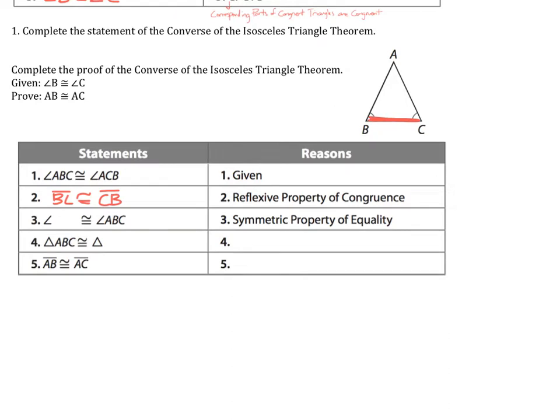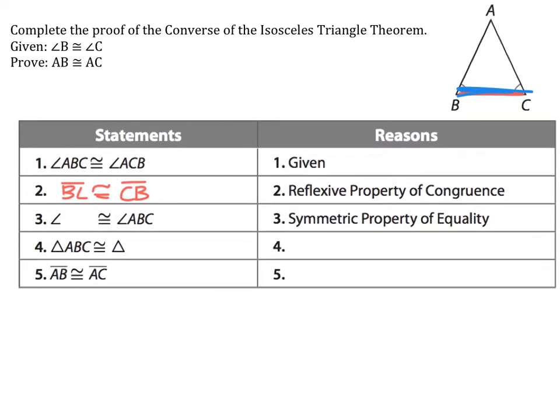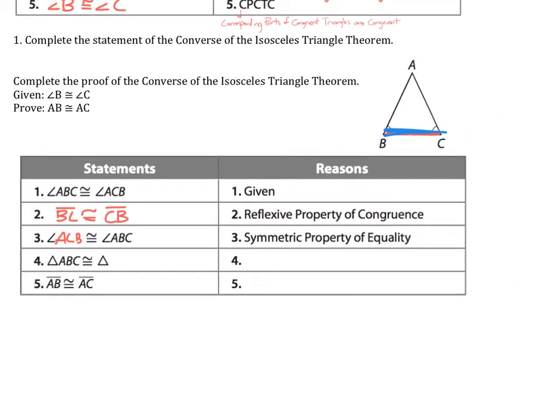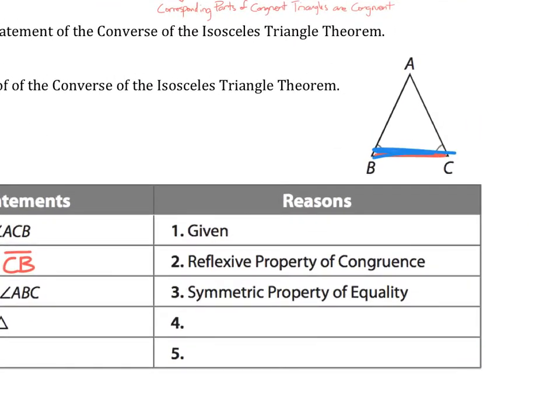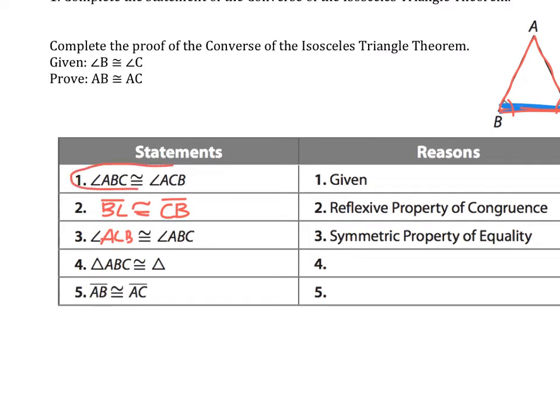BC and CB are the same because they're the same line, and again, that's called the reflexive property when it's the same line. So if that's the case, we can say that angle ACB is congruent to ABC, again by the symmetric property. So ACB is congruent to ABC, so those two angles are congruent. Similar to the first one, right? That's just taking our first statement and flipping the two.